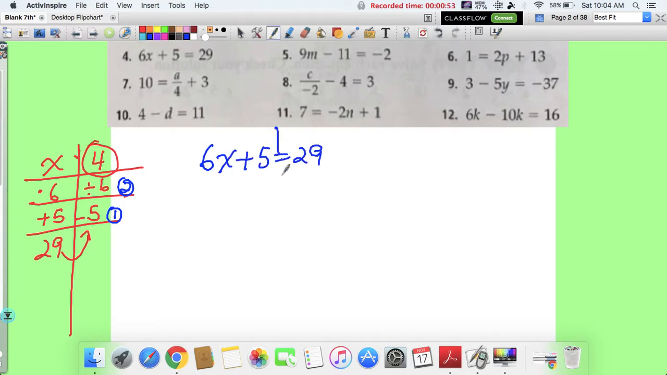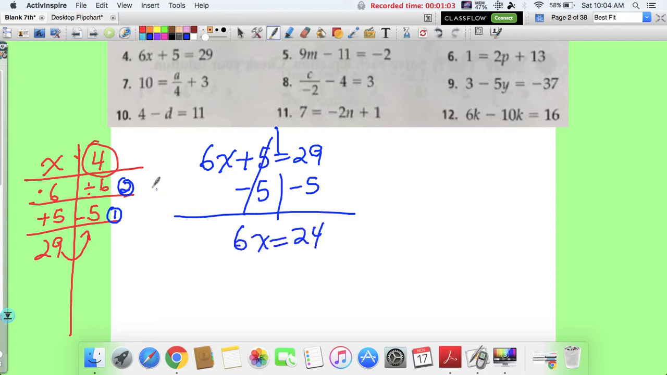So first thing I do is minus 5. Minus 5. These two will become 0, so I get 6x equals 24. So that's a check. The second thing I'm going to do is divide by 6. These two become 1, or x. And 24 divided by 6 is 4. So that's the second step I did.